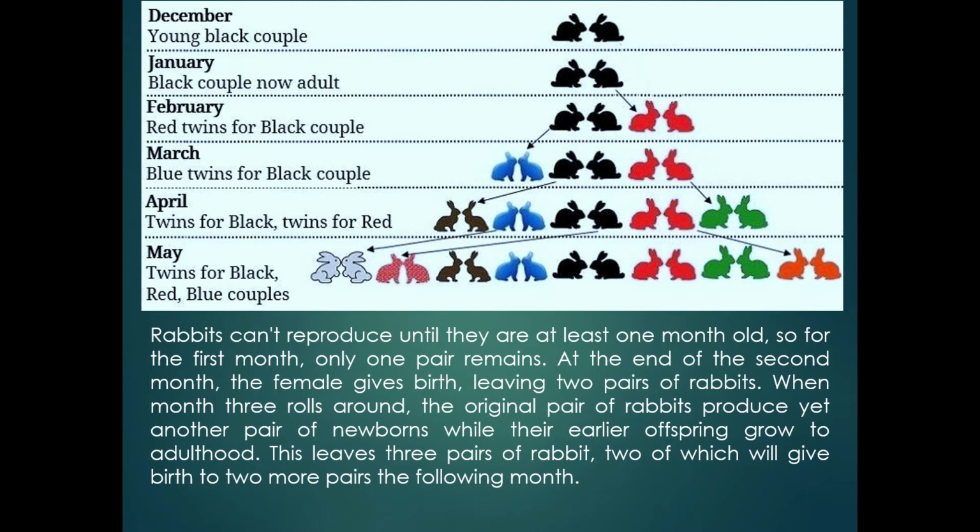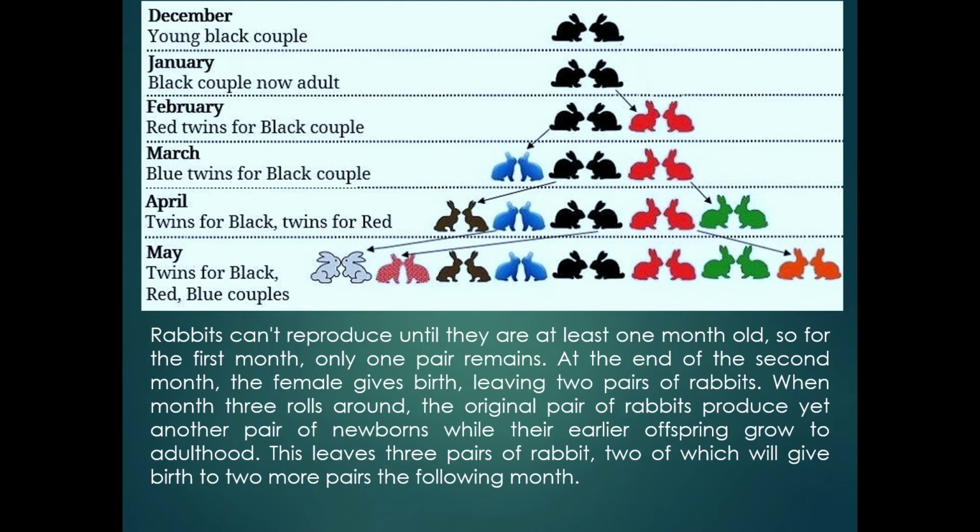So we started with one pair. For the first month, there is only one pair. Then the second month, there will be two pairs. Now the third month, the original pair, the black color, gives birth to another pair.